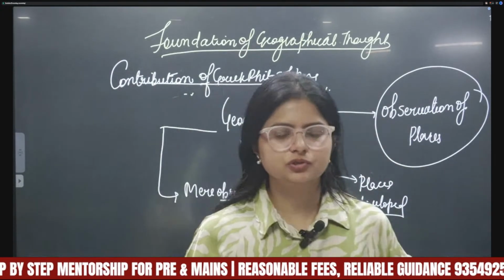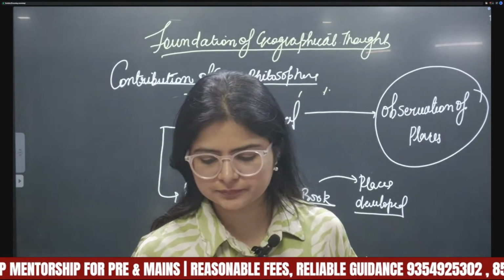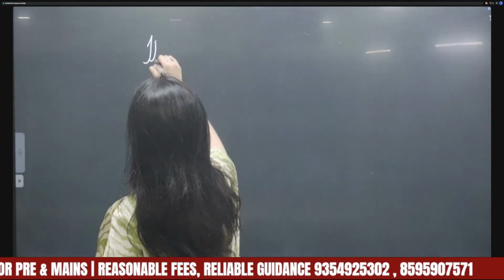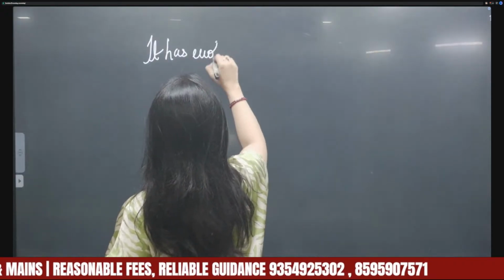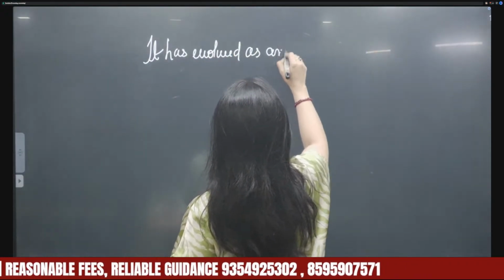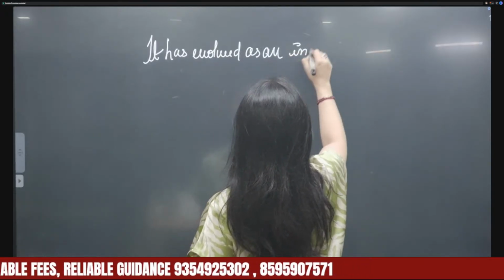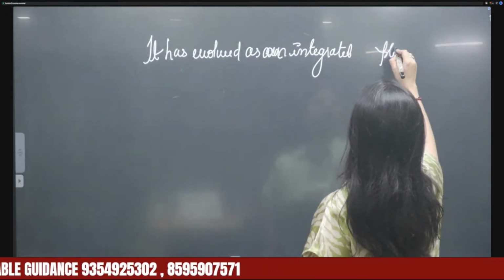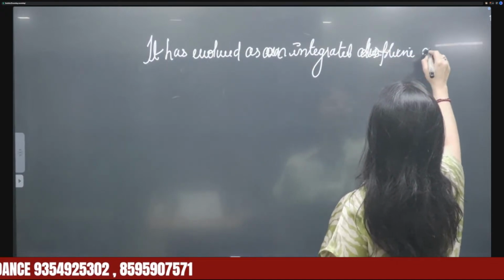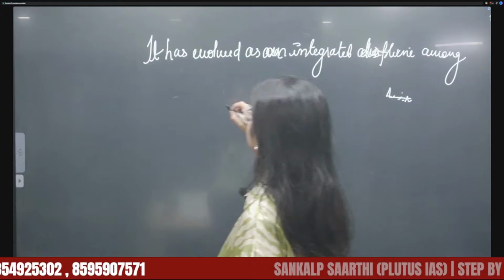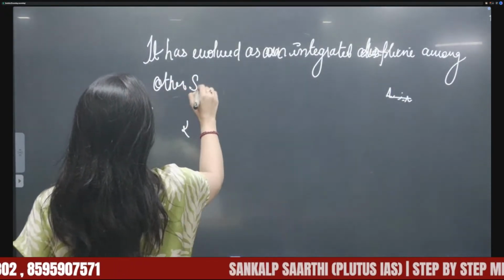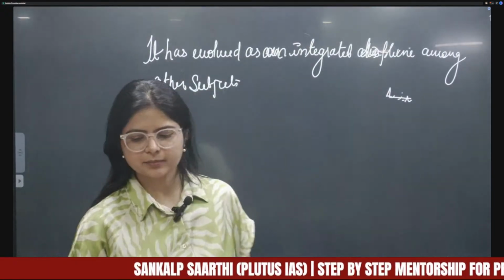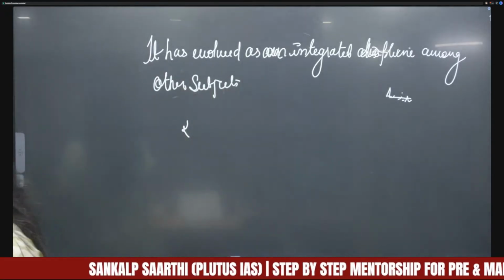Okay. So write down: geography has evolved as an integrated discipline among other subjects. What do you understand by integrated discipline? What does integration mean? What does integrated discipline mean? Correct. Other subjects are also included.